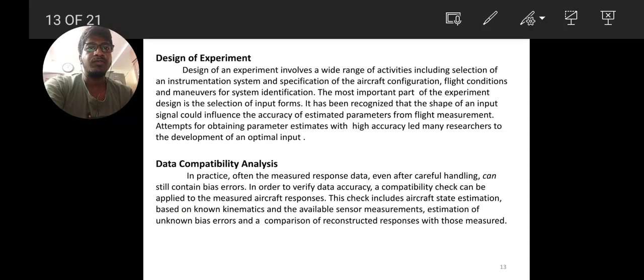So the design of experiment. Design of experiment involves a variety of activities, including selection of the instrumentation system and specifications of the aircraft configuration, flight conditions, and maneuvers for system identification.